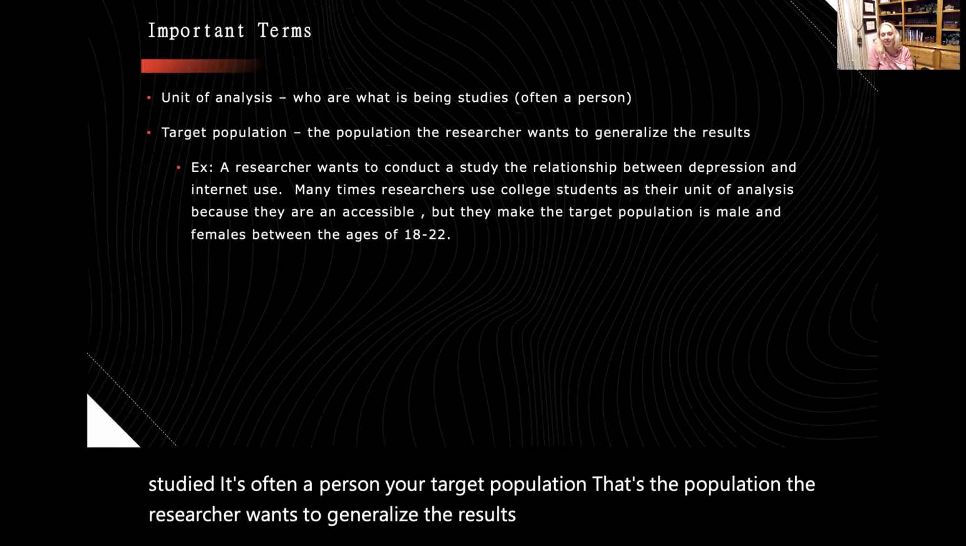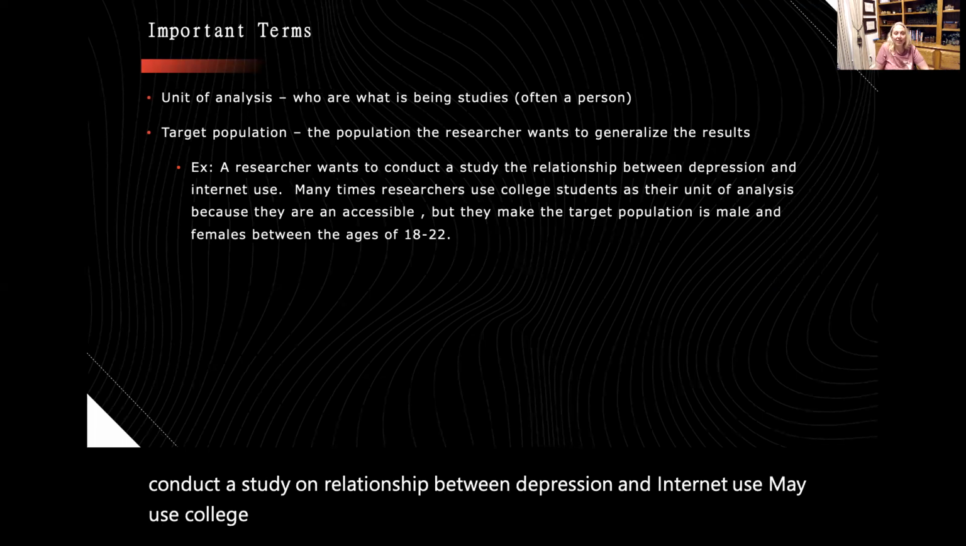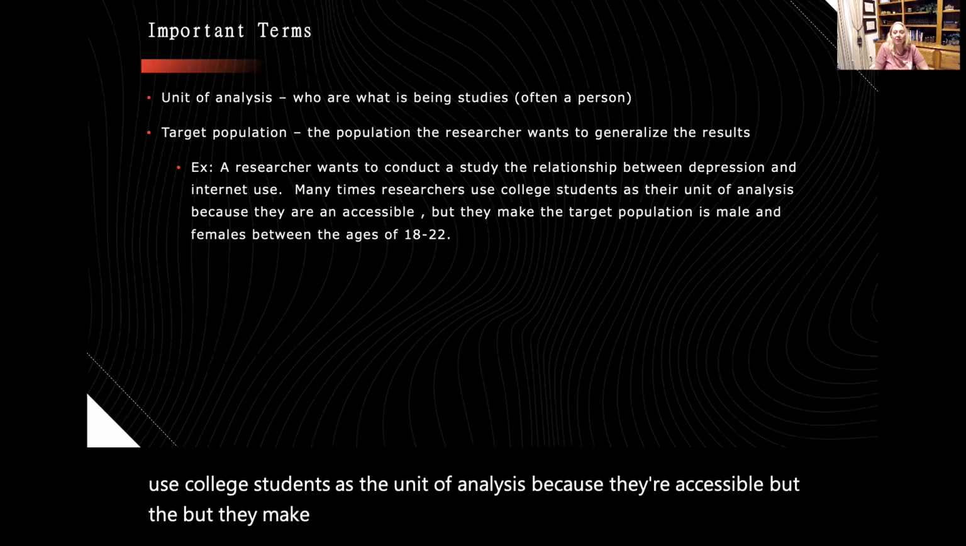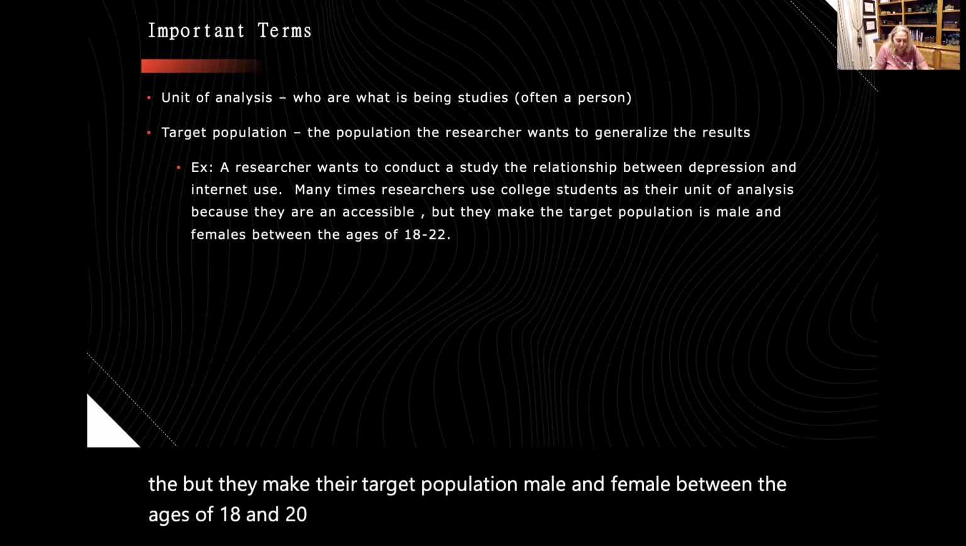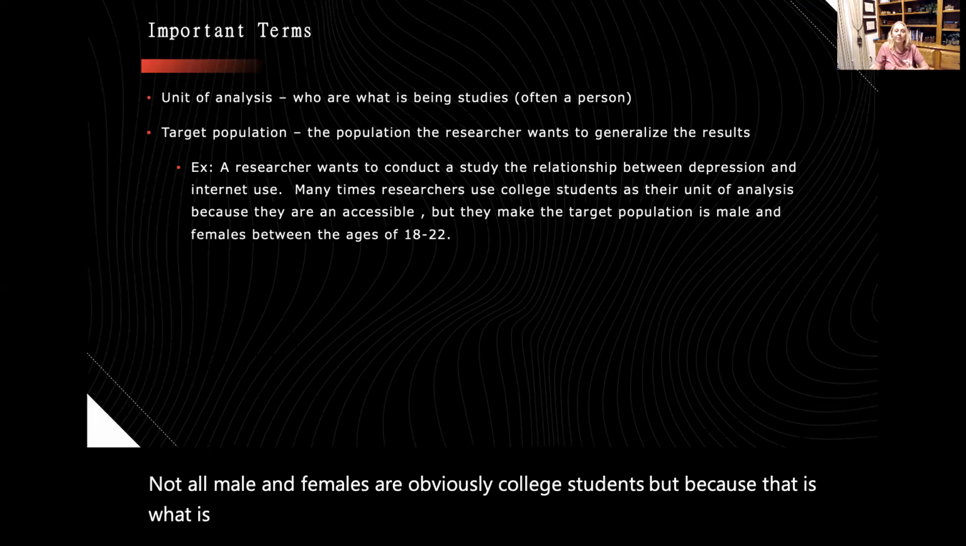So a researcher wants to conduct a study on the relationship between depression and internet use. They may use college students as the unit of analysis because they're accessible. But they make their target population male and female between the ages of 18 and 22. Not all males and females are obviously college students, but because that is what is accessible, they've done a convenience sampling of college students.